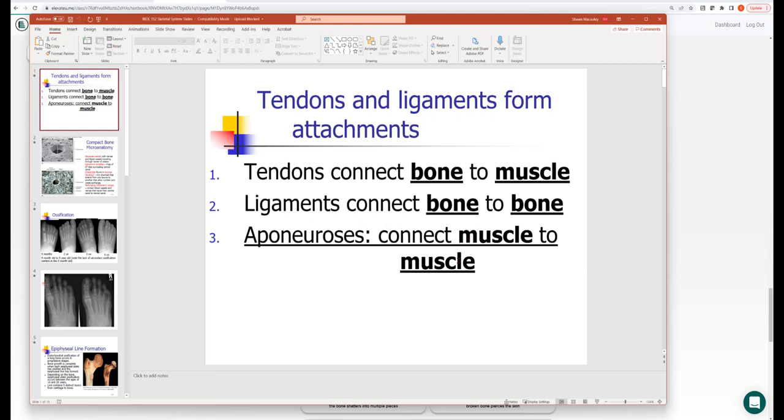When you get to the muscle lab next week, you'll be learning about the abdominal muscles. And the abdominal muscles, there are no bones in your abdomen, correct? And so, how do those different muscles attach to each other? They attach to each other through aponeuroses. Same stuff. It is dense, regular connective tissue, but between muscles. Okay, so tendons, ligaments, aponeuroses, all made up of the same stuff, different places, different names.